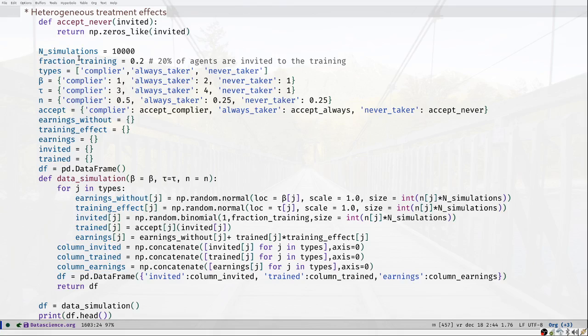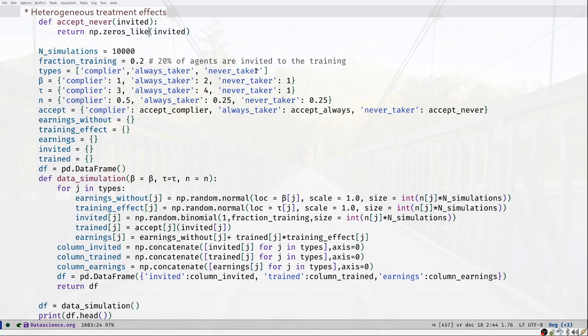To get our data, we're going to simulate 10,000 different individuals, so the number of simulations is going to be 10,000. We assume that 20% of these 10,000 are invited for the training. Then we have a list of types: complier, always taker, and never taker. Later on we're going to loop over this list.